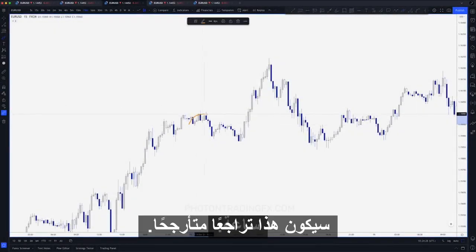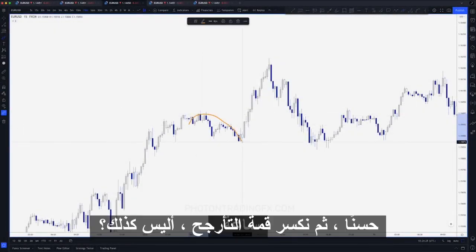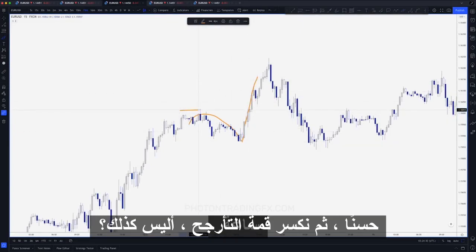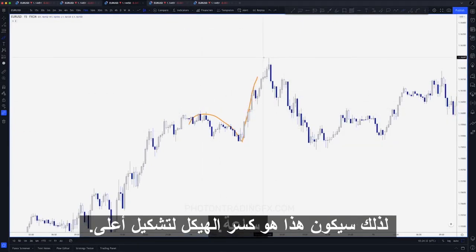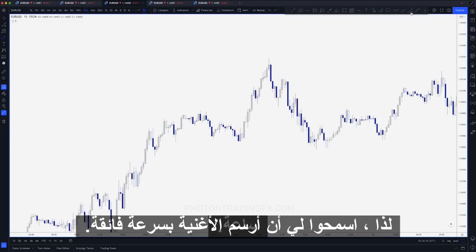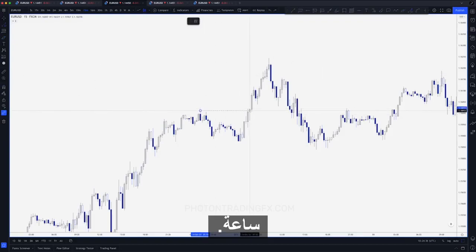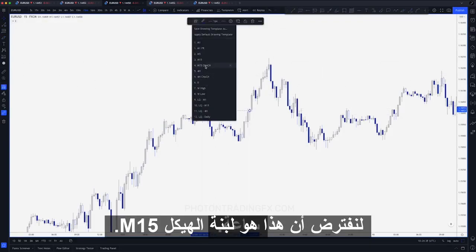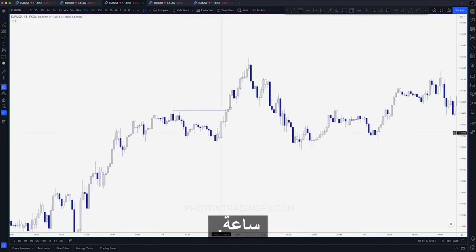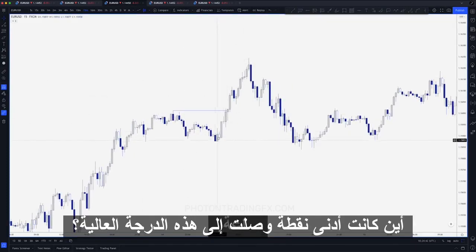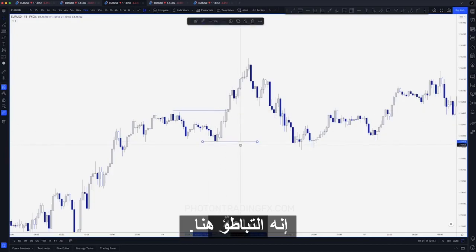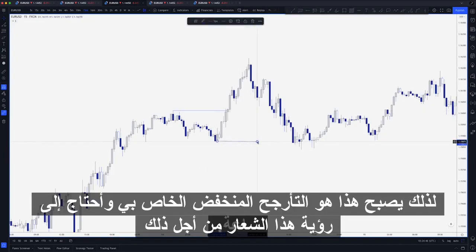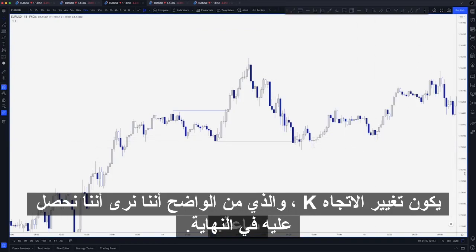Right, this would be a swing pullback. And then we break the swing high, so that would be the break of structure to form a higher high. So let me draw this on super quickly. Okay, so let's say that is our M15 break of structure. So now we form a higher high. Where was the lowest point that took out that high? It's this low down here. So this becomes my swing low, and I need to see that low go for there to be a trend change, which obviously we eventually get.